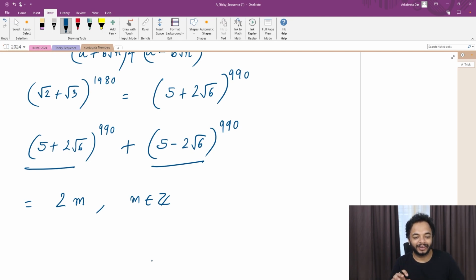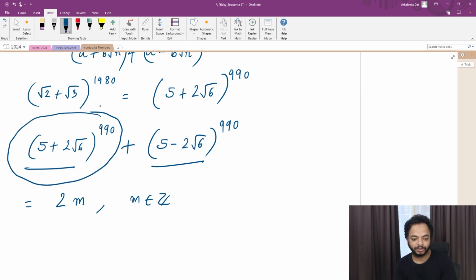Now try to understand that we have added these two up, and their sum is 2 times m. Now, what do I want? I want this expansion, right?